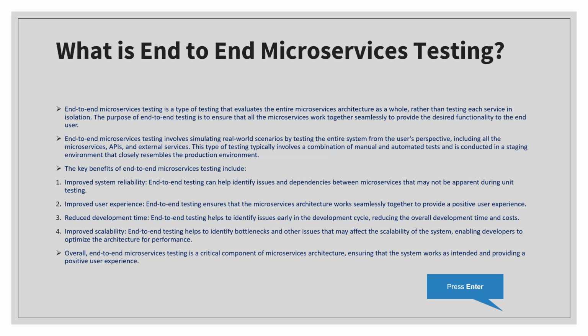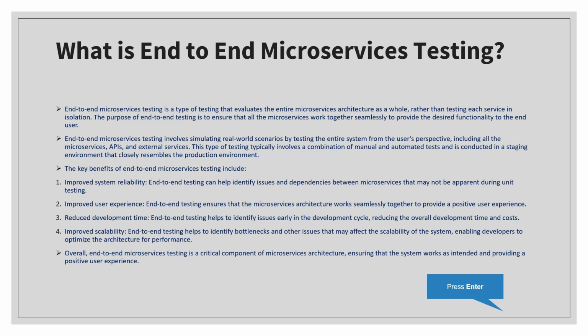Second point, end-to-end microservice testing involves simulating real-world scenarios by testing the entire system from the user perspective, including all the microservices, APIs, and external services. This type of testing typically involves a combination of manual and automated tests and is conducted in a staging environment that closely resembles the production environment.